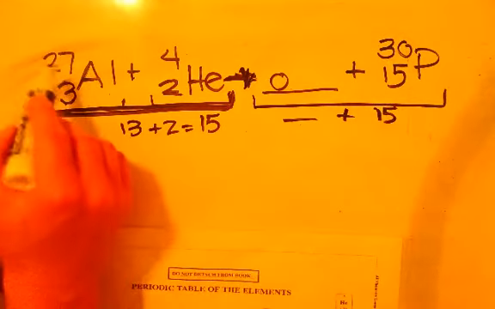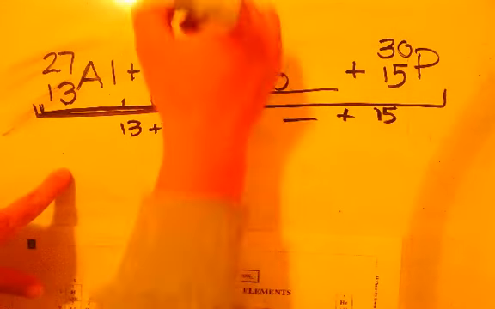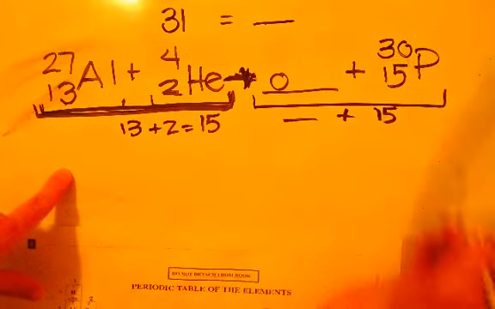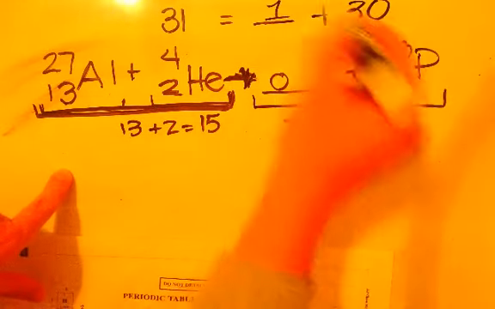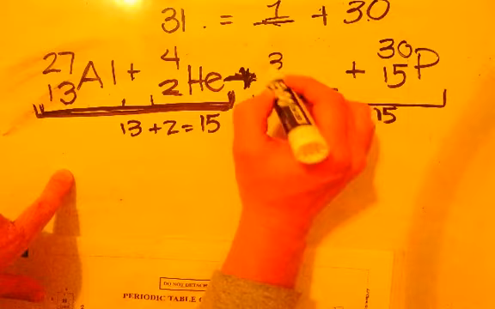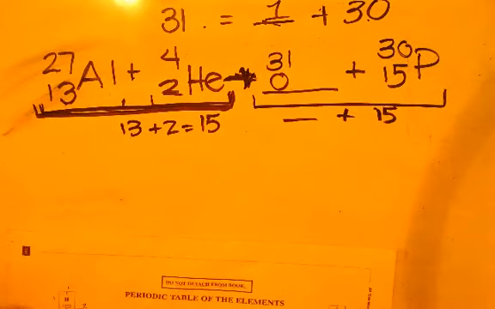Now, let's look at the top. 27 plus 4 is 31 equals what number? I don't know what number goes right here. Plus 30. And you know that would be a 1. 30 plus 1 is 31. So a 31 is going to go right there.